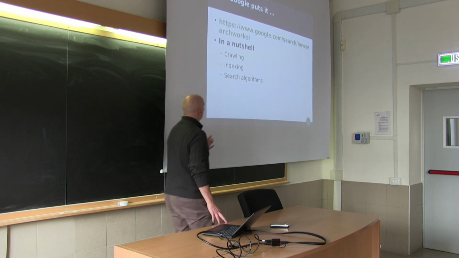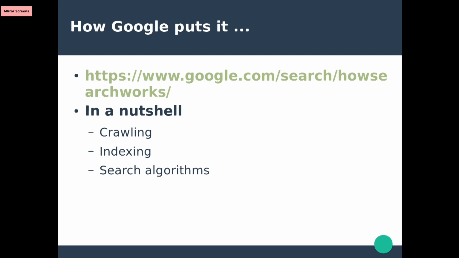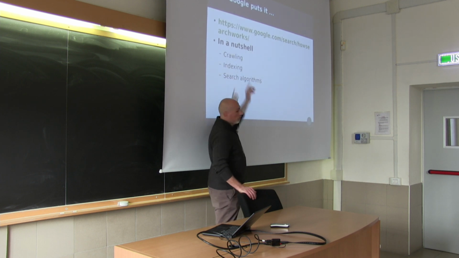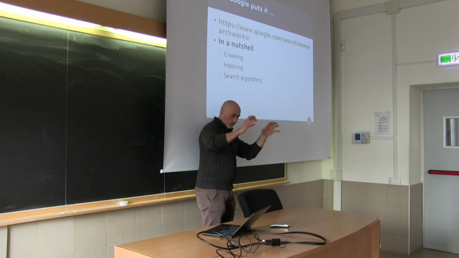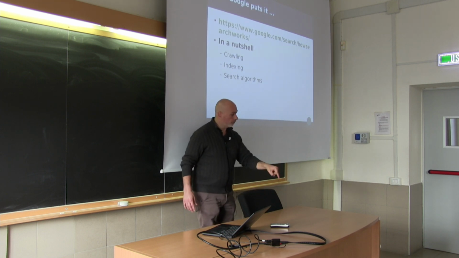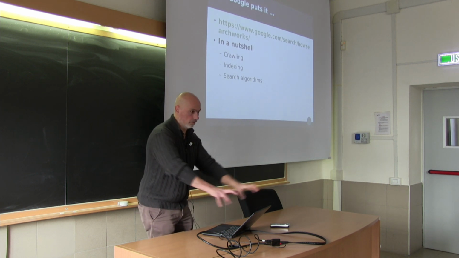So they distinguish, as we did actually, three major ingredients. One is crawling, which we just saw. Another one is indexing, which we are about to see. And the third one is searching. So crawling is your interaction with the real graph, with the real web. Indexing is how you organize the information you have collected, the web pages you have downloaded. And search is how you answer a query on the web corpus that you have here on your servers.